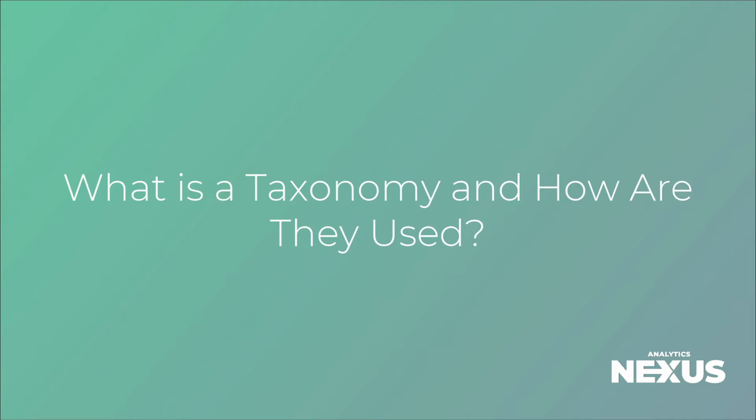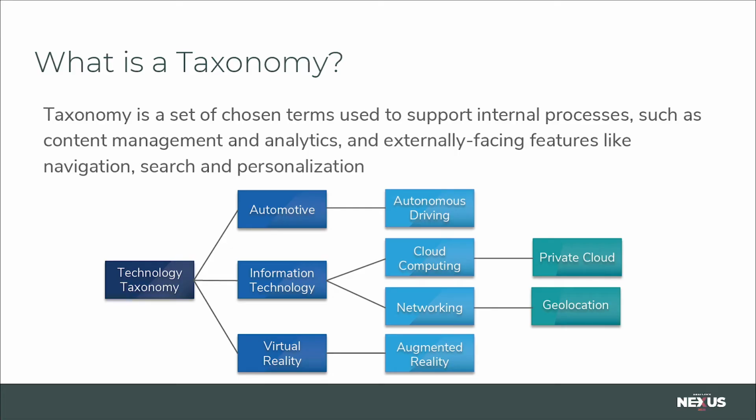But before we jump into our story, let's step back and take a look at what we mean by taxonomy, and specifically enterprise taxonomy. Simply stated, a taxonomy is a vocabulary or a set of words that have been chosen to describe a domain. Now, in this example, automotive, information technology, and virtual reality terms, and their children terms, describe the technology domain.